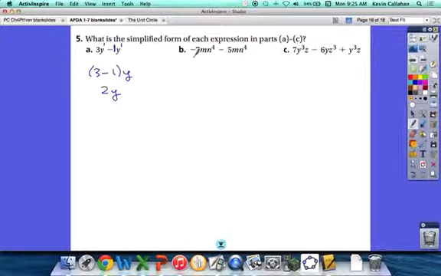Are these like terms? Let's see, they have mn to the 4th. Both of them are the same variables raised to the same powers. So how many mn to the 4ths do we have? Right, negative 7 minus 5 mn to the 4th, which is negative 12.